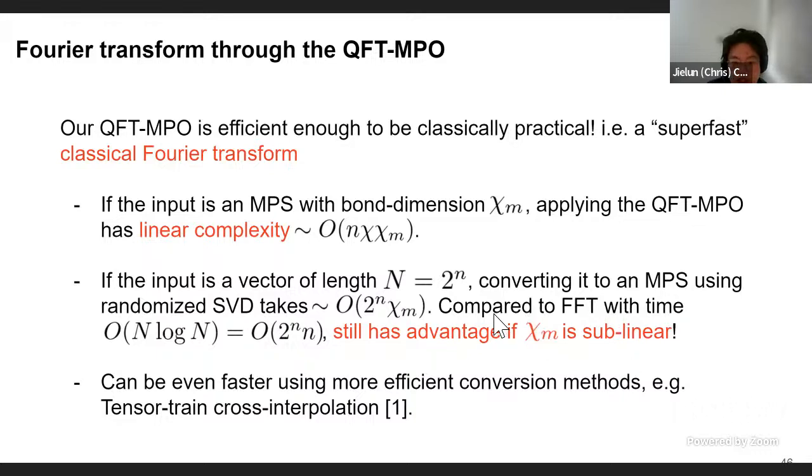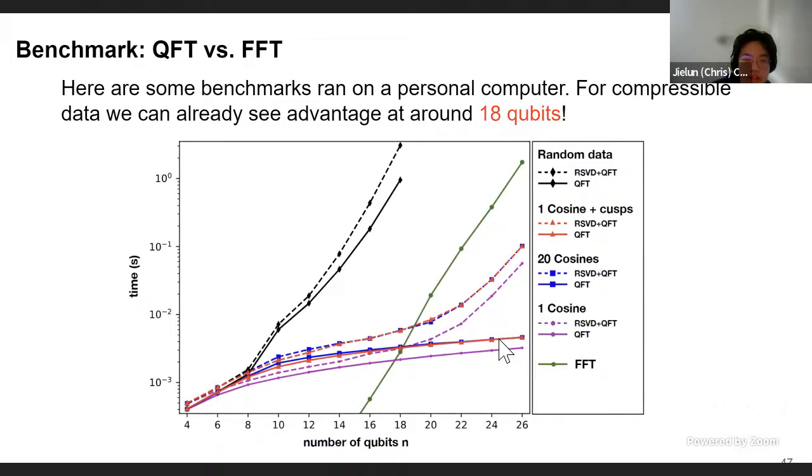So just to mention a few, here I only think about the time of converting a vector to MPS, because it actually dominates the time of both constructing the QFT and applying the QFT on the MPS. So we actually only need to consider this part. Here are some benchmarks run on a personal classical computer.